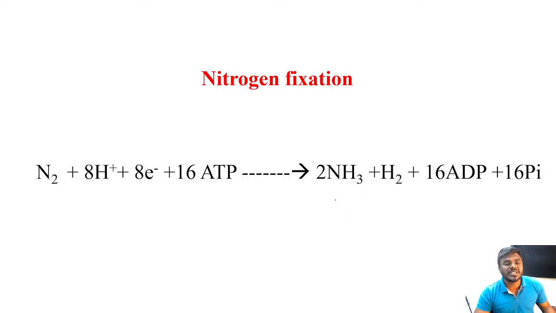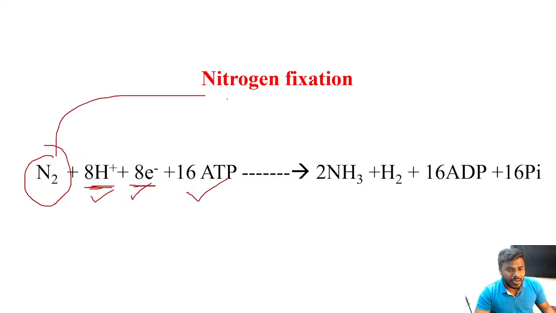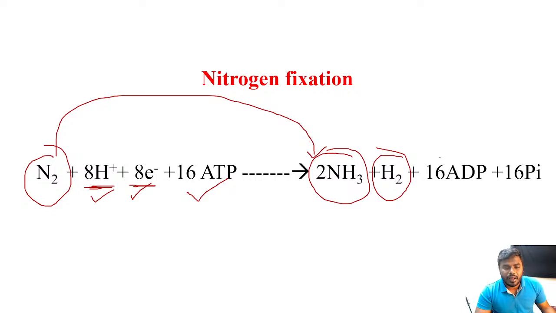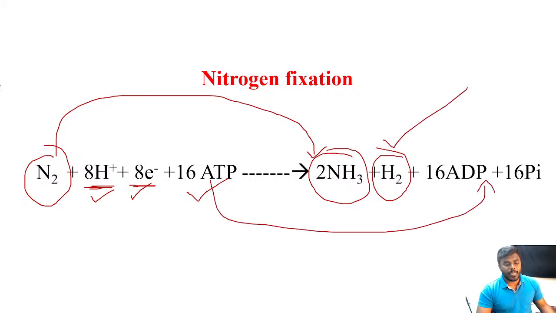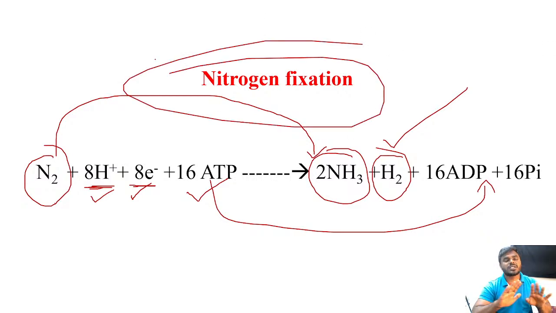My friends, now let me summarize the equation. Nitrogen, 8 electrons, which we use to maintain the charge balance, 8 protons. Nitrogen, 8 protons, 8 electrons. We spent 16 molecules of ATP. Then, my friends, N2 is ultimately converted into NH3 with the release of hydrogen, and 16 ATP are hydrolyzed to 16 ADP. Friends, this is the first step of nitrogen fixation.